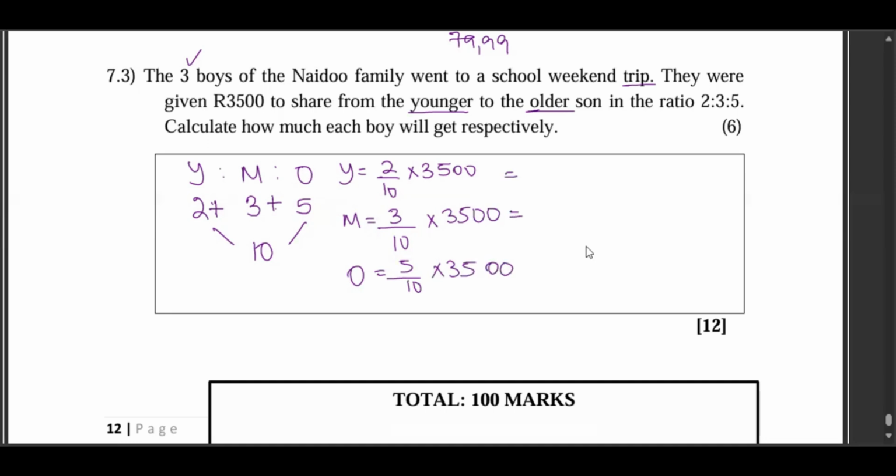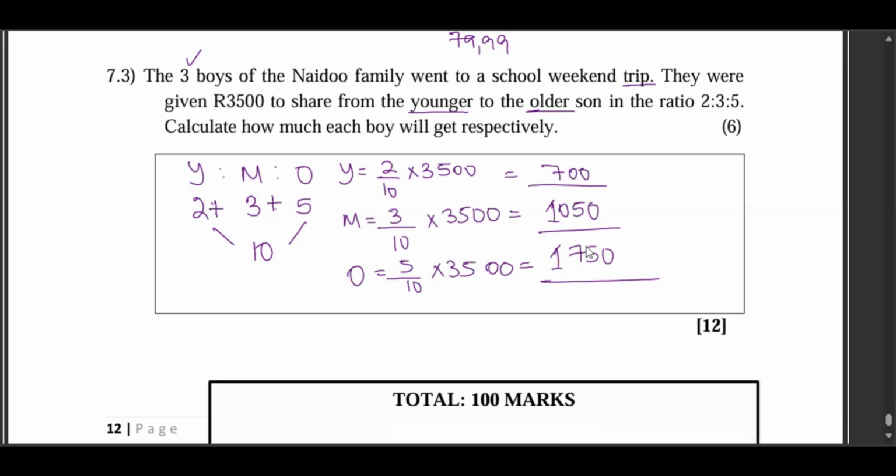So when you use your calculators there to get a perfect answer, this one becomes 700. The first one takes 700. Then the next one takes 1,050. Then the last one takes a half of it, which is 1,750.